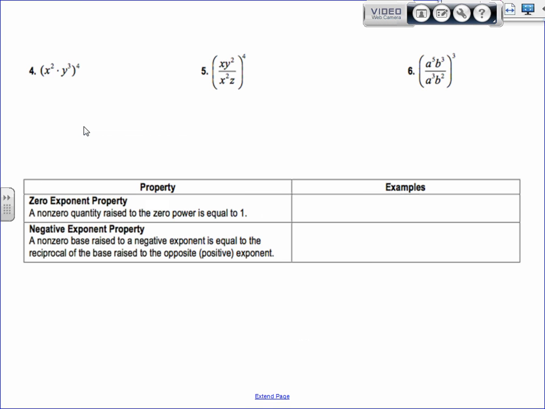All right, x squared y cubed raised to the 4th. So that's going to be x to the 8th, y to the 12th. You bring the 4 into both of them.